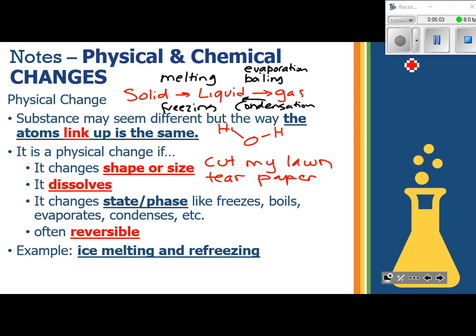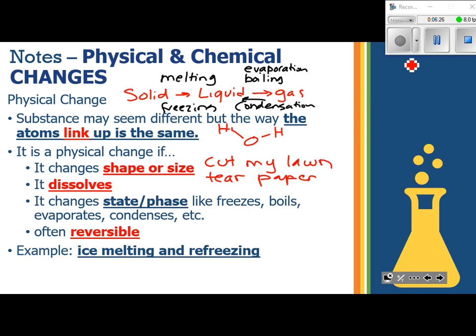If it dissolves, this one's a tricky one. If I dissolve salt in water, if I dissolve Kool-Aid in water, it might look different because I've mixed red Kool-Aid with clear water, but it's the same. If I wanted to get my salt back from my salt and water mixture, I could evaporate the water off, and eventually my salt crystals would all be there.